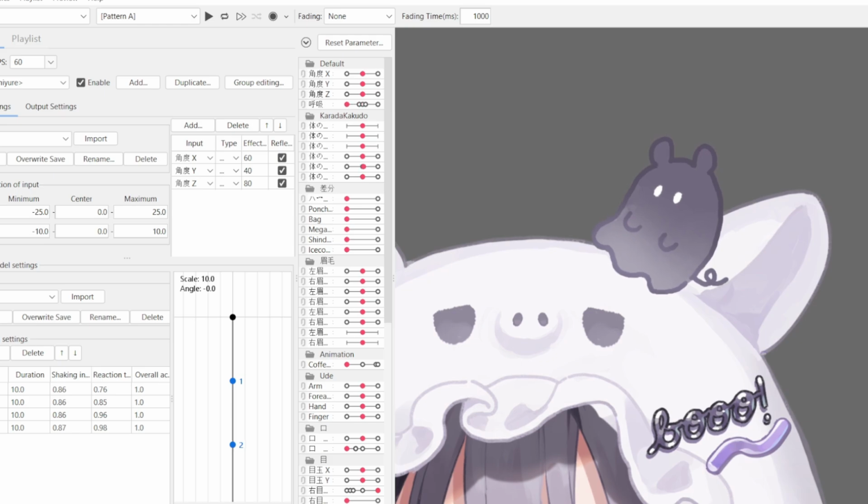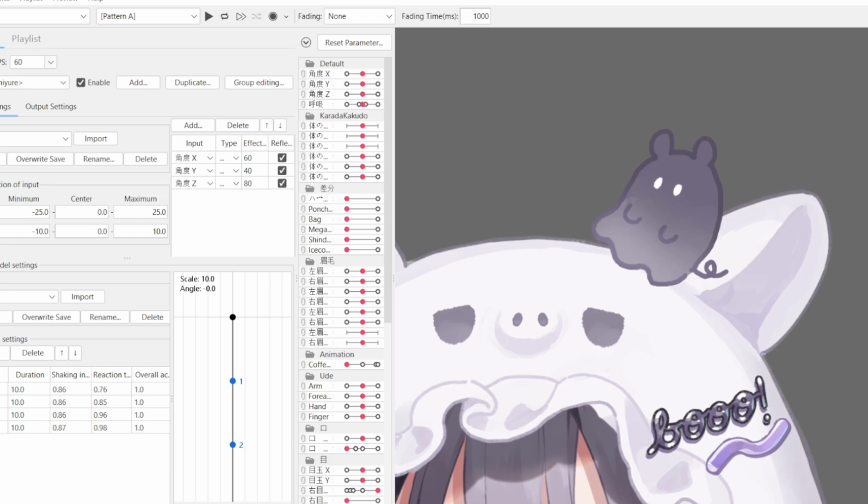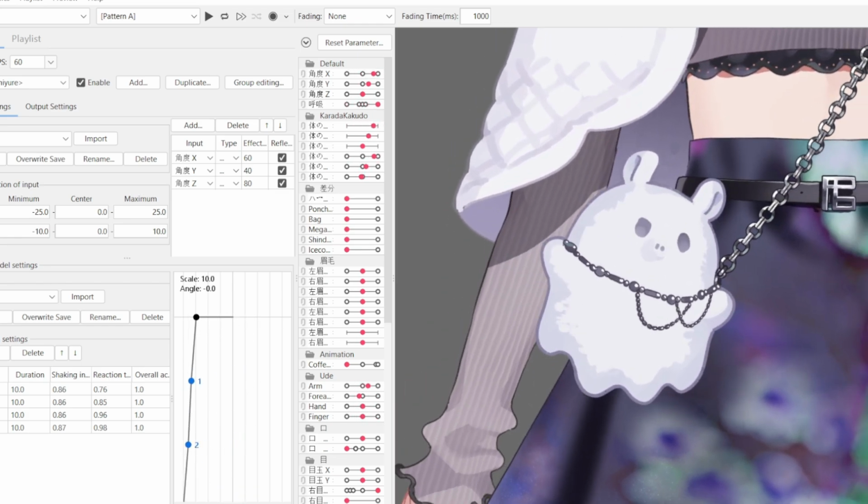Because this one isn't attached to anything, I connected it to the breathing parameter so that it would float while she's breathing. Her bag is attached to its own parameters, but it's also attached to the ghost squishing parameters, so it's very cute.